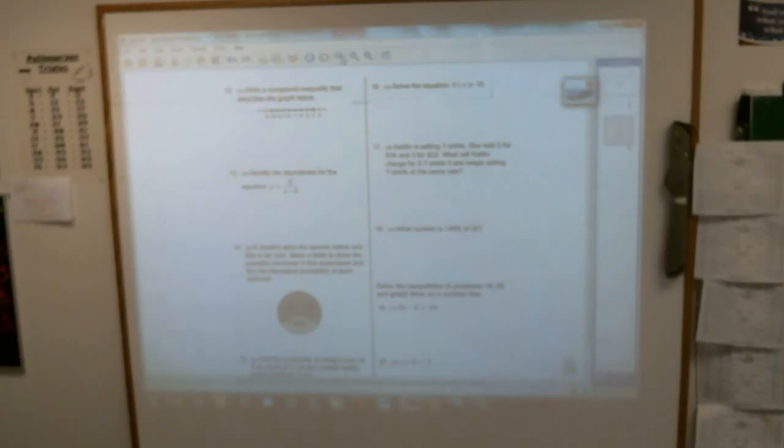16, 5, and negative 5. 17, an interesting one, is $37. 18 is 49. 19 is x is less than or equal to negative 3, which means there's a closed circle at negative 3 going left. 20 is x is greater than negative 4, which is an open circle at negative 4 going to the right.